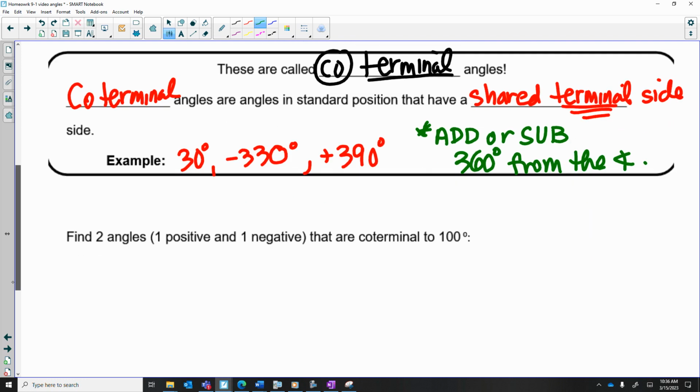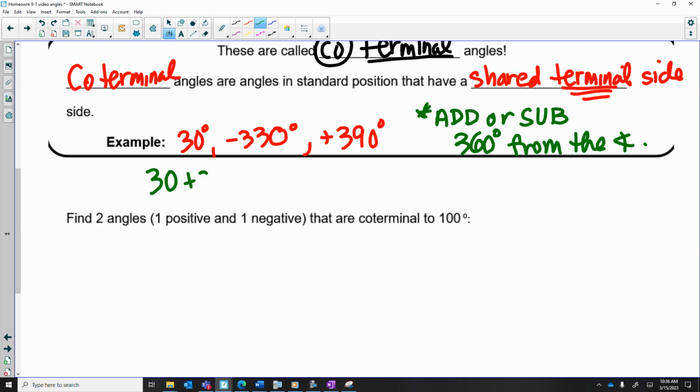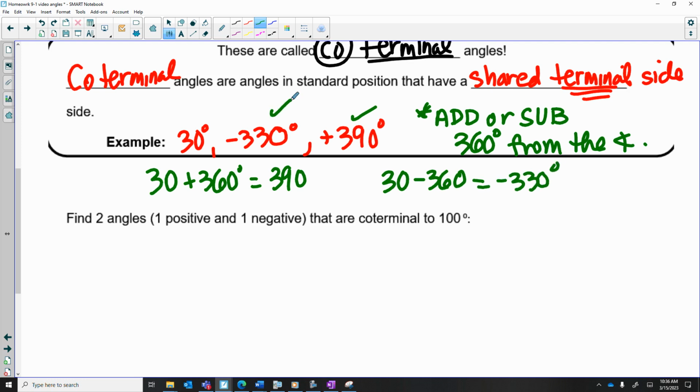Okay, so let's do it. 30 plus 360. Oh, you get 390. That's that one there. Let's do the other way. 30 minus 360. You get negative 330. That's that one there. So actually, it turns out we can add and subtract 360 infinite times from an angle, and thus there's actually infinite coterminal angles to a single angle. All right, so let's do one more and then we'll be done.